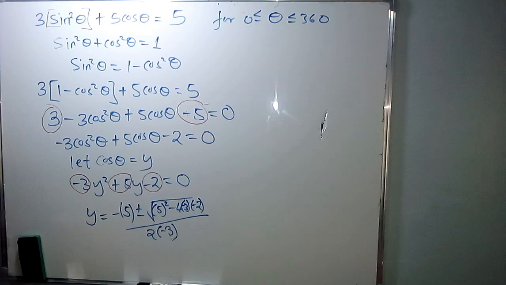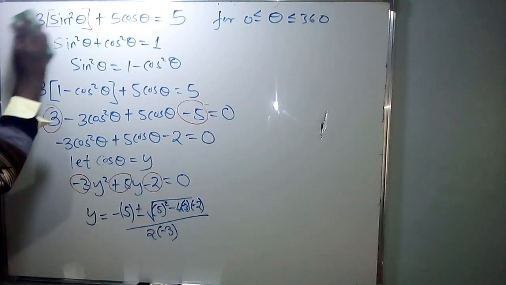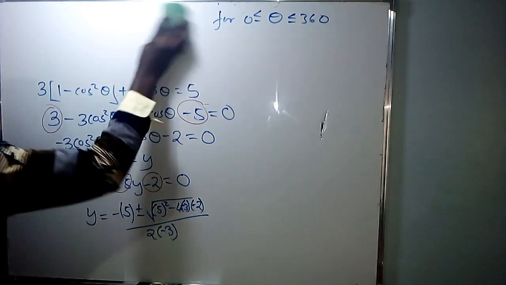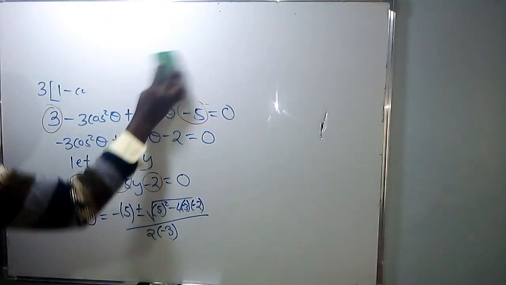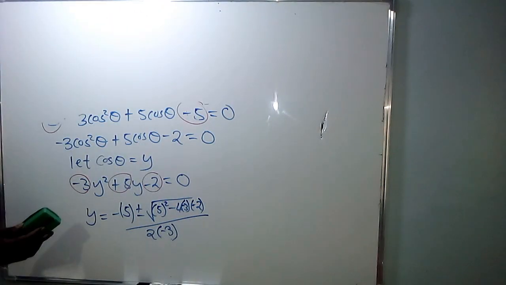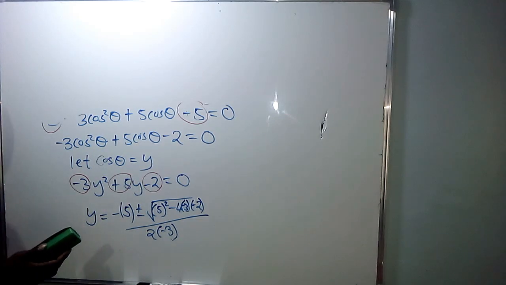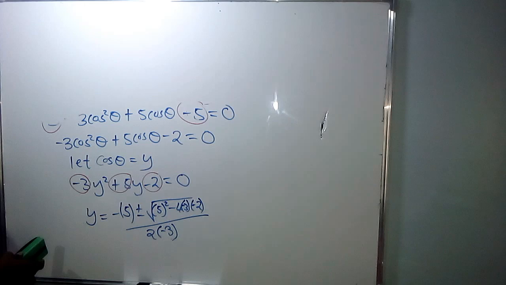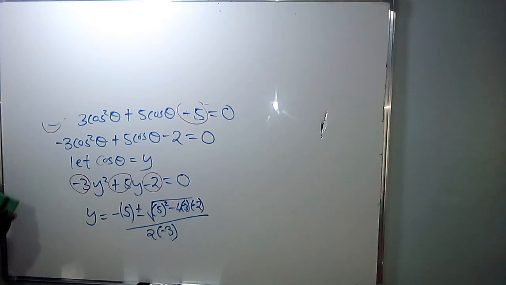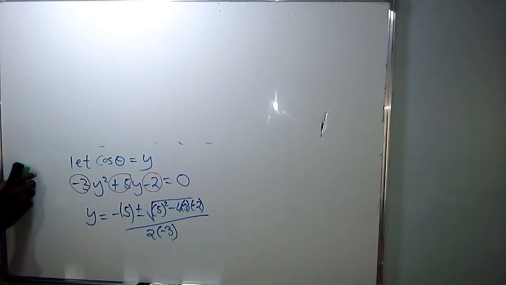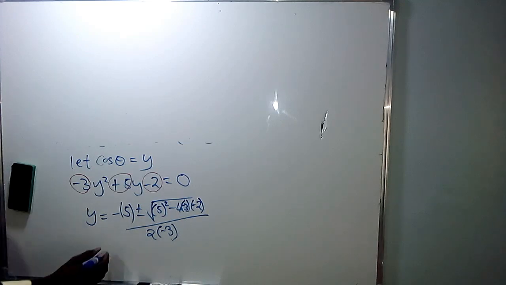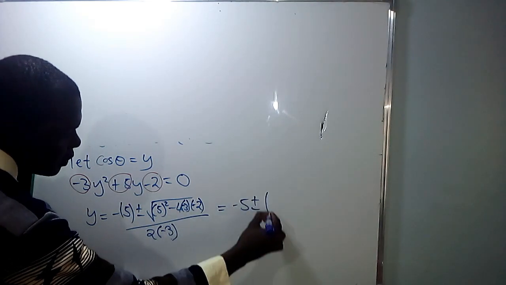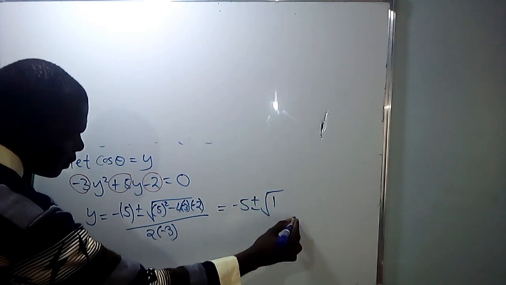So remember, negative 3 times negative 2 is positive 6, isn't it? So positive 6 times 4 is 24. So we have 25 minus 24, then everything is over 2a, 2 times negative 3. So there we have y is negative 5 plus or minus square root of 1. Square root of 1 is 1, isn't it? Over 2 times negative 3, which is negative 6.